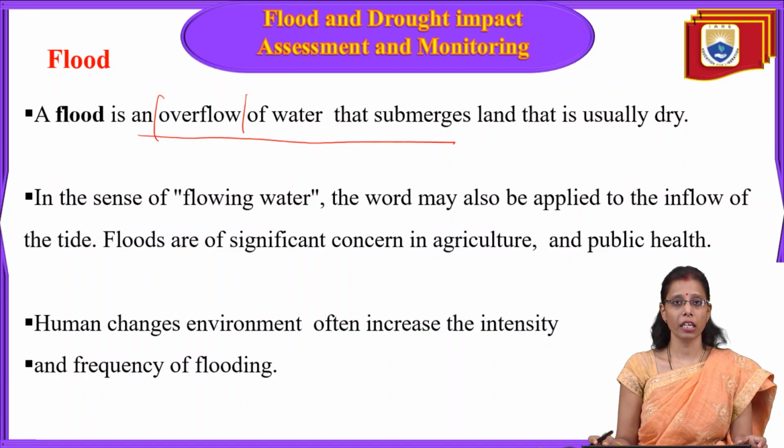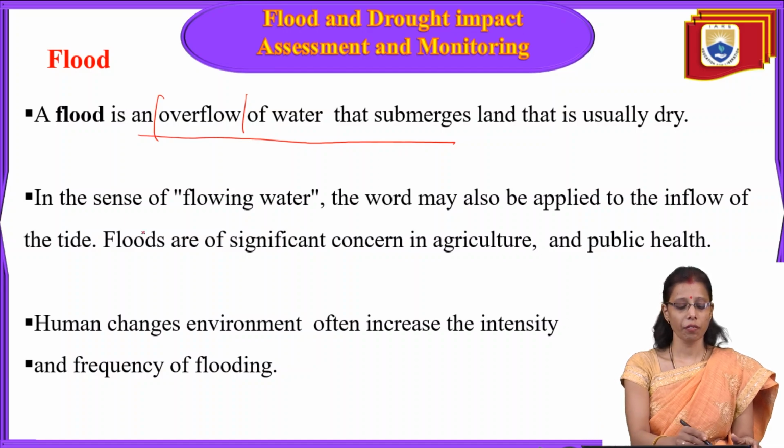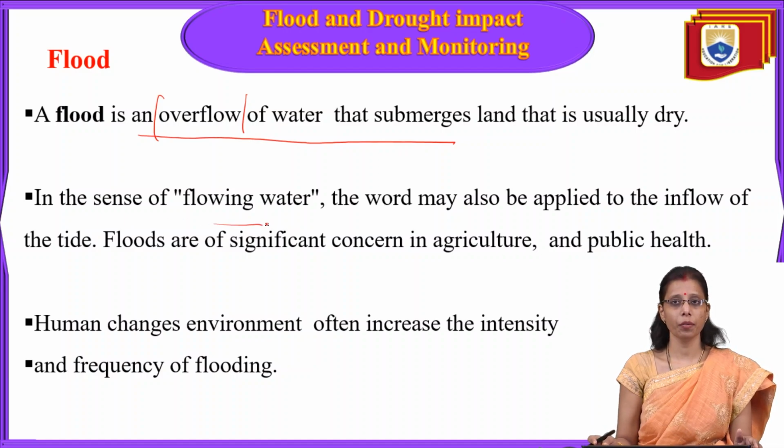Most of the time in the rainy seasons, we see that low-lying areas are flooded with water because of heavy rainfall, the soil conditions and the topographic conditions. All of these are factors which directly affect flood areas. The word may also be applied to the inflow of tide. Floods are a significant concern in agriculture and in public health.